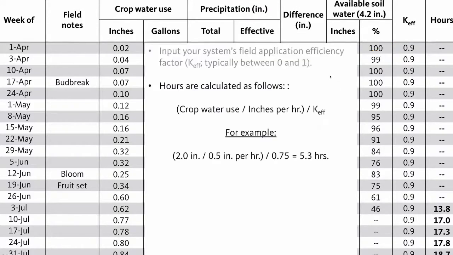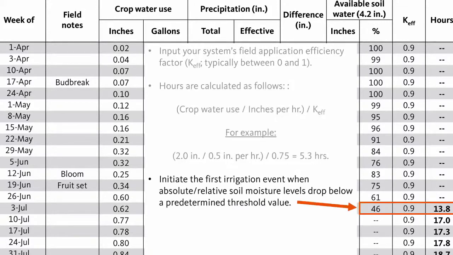Then finally, you can calculate how many hours you need to run the system for: crop water use divided by inches per hour, and your efficiency factor. And then the rule of thumb is that you would initiate the first irrigation event when absolute or relative soil moisture values drop below a predetermined threshold value. Usually it's 50%. So when the soil is 50% dry from whatever it was when it was wet, that's when you would initiate an irrigation.